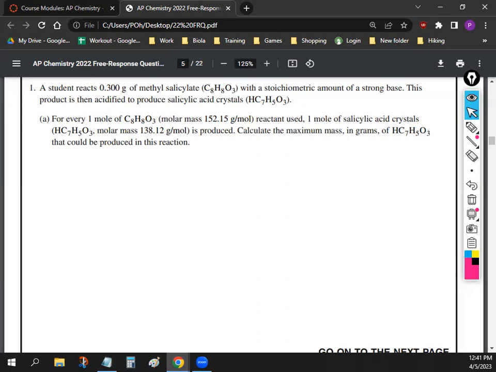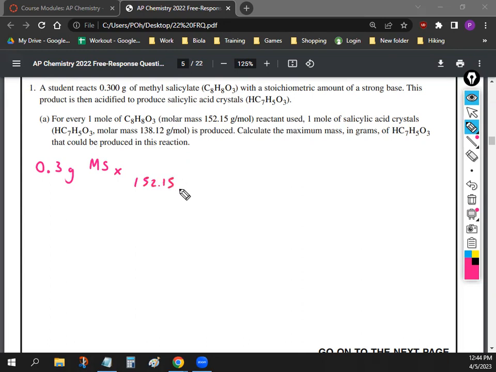It's just basic stoic. Okay, so for this one, your starting value is 0.3 grams of, I'm just going to write MS to abbreviate it. And just regular stoic, so you're going to use the molar mass of this compound right here. And so you'll put 152.15.